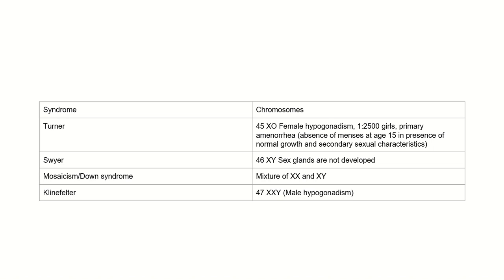Another one is Swyer syndrome, in which the number of chromosomes is 46, but the sex glands are not developed. Then we have mosaicism, in which there is a mixture of XX and XY. In Klinefelter syndrome, there is one extra X chromosome, that is 47 chromosomes, XXY. This is known as male hypogonadism.